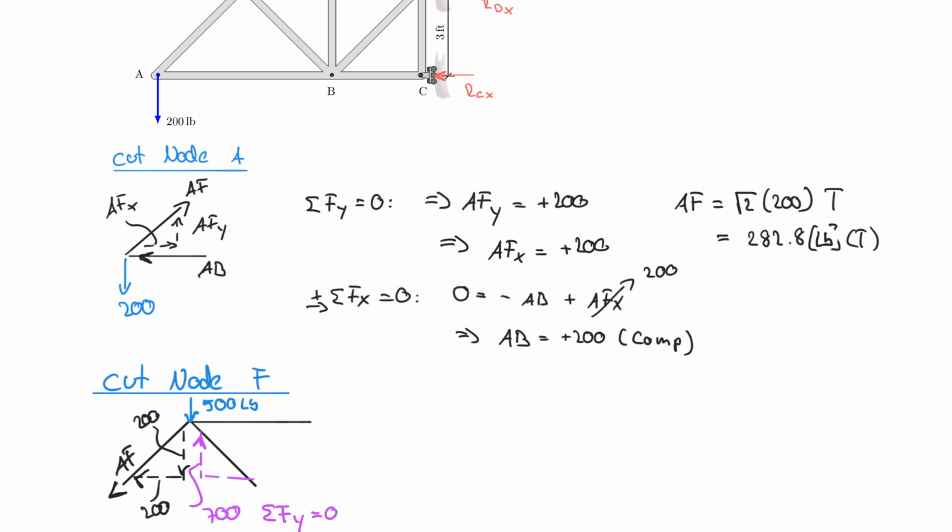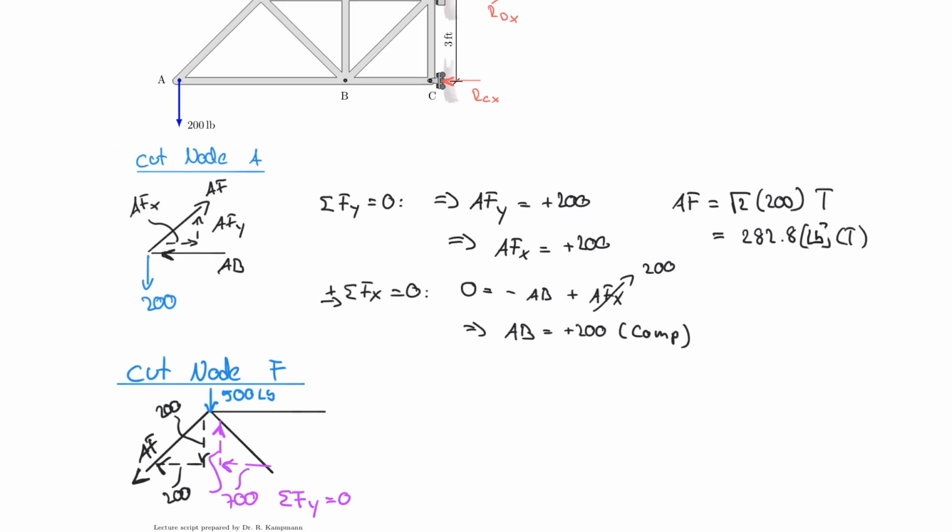And now I'm still dealing with a 45 degree triangle there. So the distance from here vertically down was 3 feet, and then from here to the right was also 3 feet. So therefore, I know that all my numbers here are also 700. So it's pushing in that direction. And the last thing that I know now is that it has to be in compression. And if I'm not mistaken, this member was called BF. BF is equal to square root of 2 from the 45 degree triangle times 700, and that is equal to 989.9 pounds.